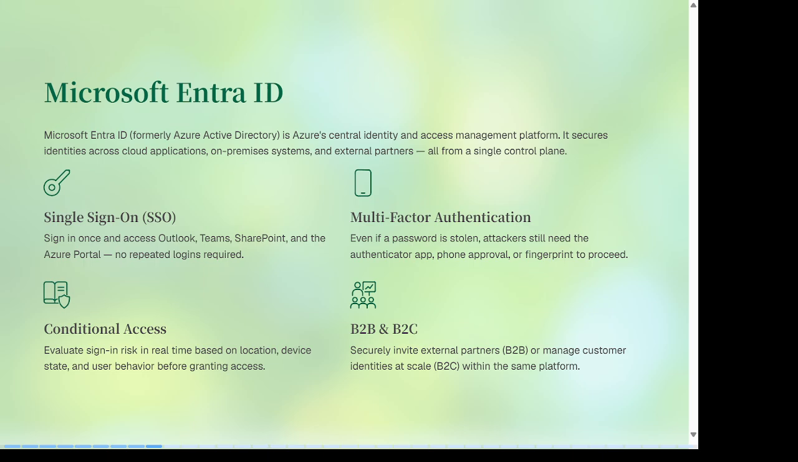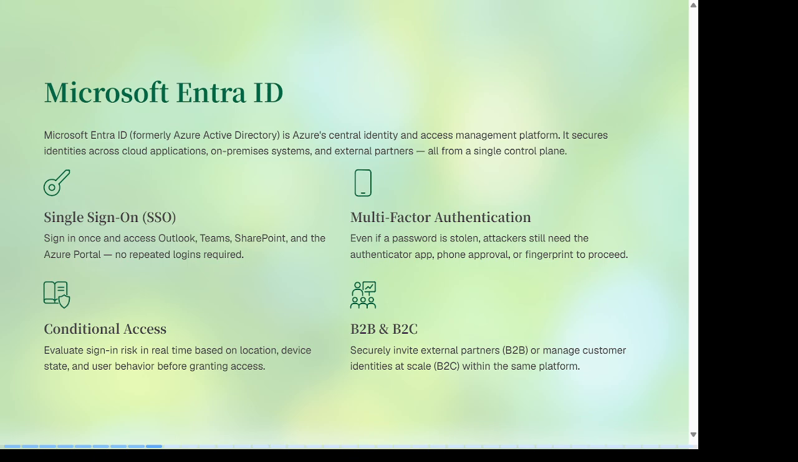Conditional access. This is where Azure becomes intelligent. Instead of allowing or blocking access blindly, Entra ID evaluates risk in real time. It considers user location, device health, user behavior, risk level. Based on these signals, Azure can allow access normally, require multi-factor authentication, or completely block access. This is a key concept of zero trust security.